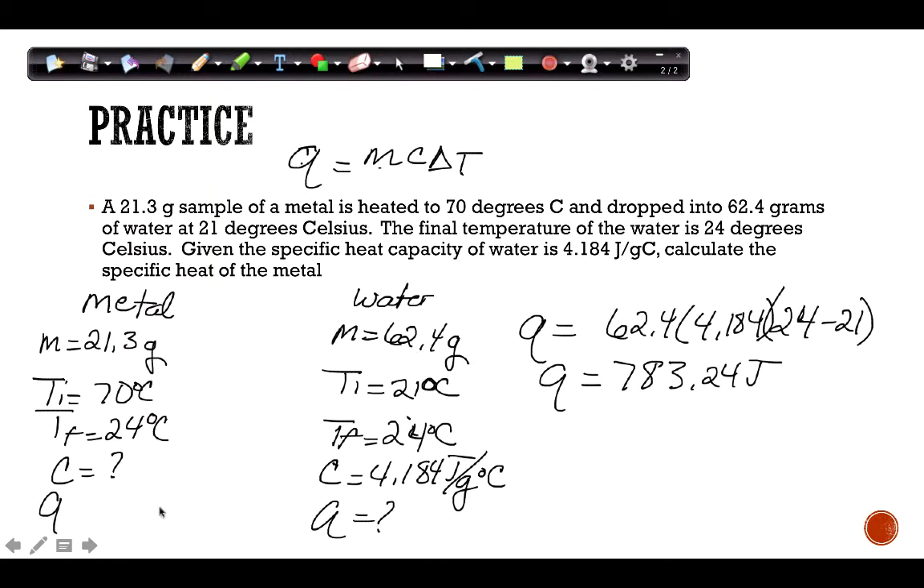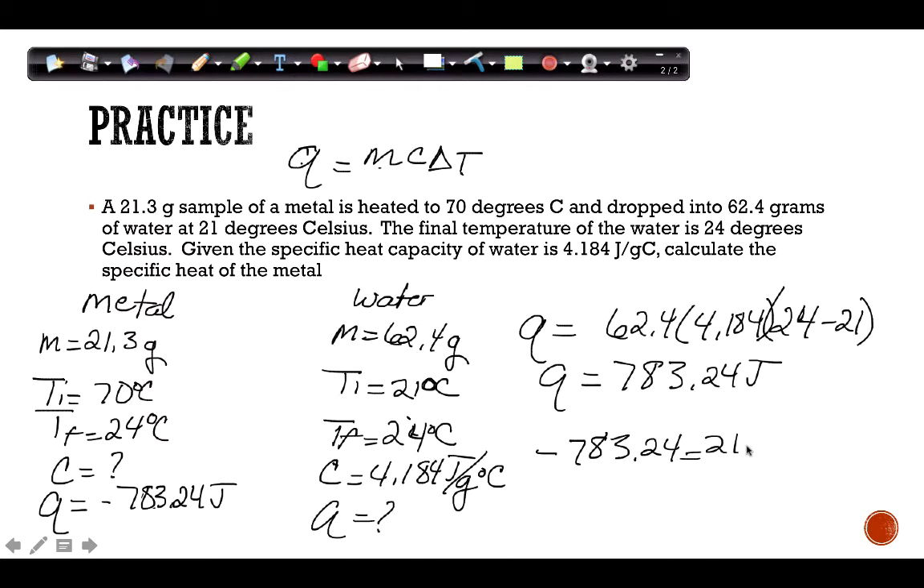So here, Q is positive because the water gained it, but the metal actually lost that energy, so it's going to be negative. So it's going to be negative 783.24. So now I'm going to plug all of this information into Q equals mcΔT and get C. All right, so my Q is negative because the metal lost that energy.